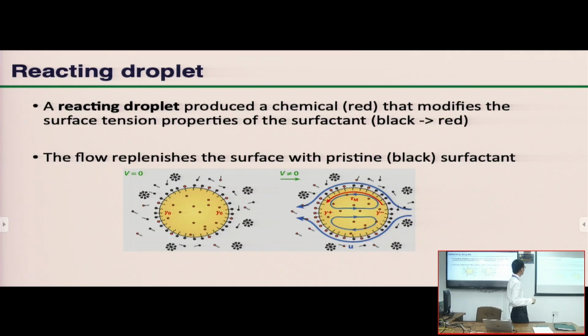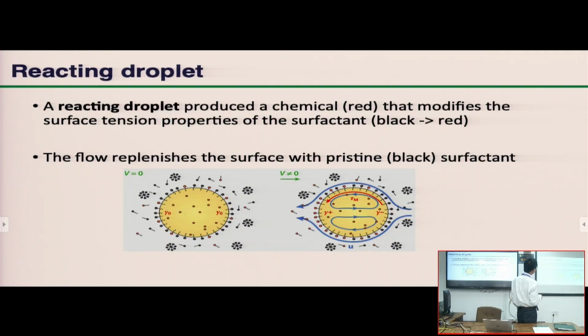So there are two common types of droplets that one can use in these systems. One is a reacting droplet. So what happens here is you have a droplet, say spherical, right? And you have surfactants on the surface. And notice you also have these micelles on the outside. And there are reactions happening in the droplet, which generate these red chemicals, the red points here.